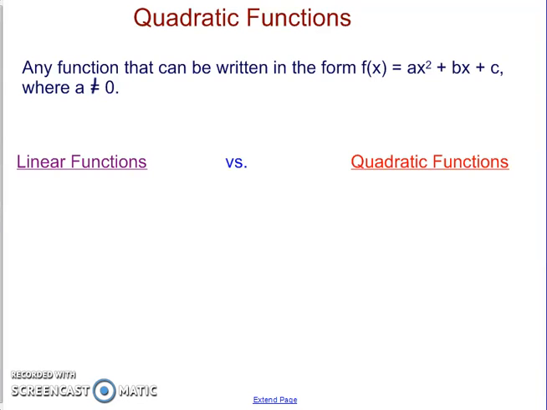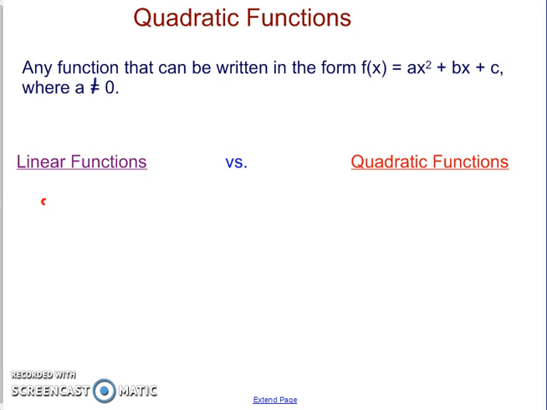A quadratic function is any function that can be written in the form f of x equals ax squared plus bx plus c, where a is not equal to 0. So first we're going to compare a linear function versus a quadratic function.